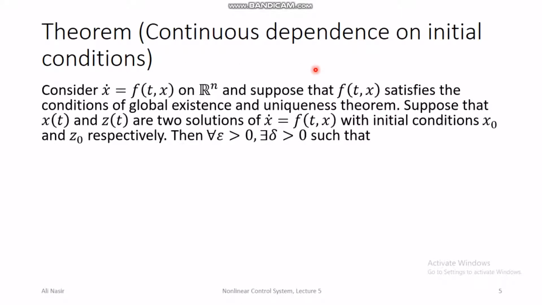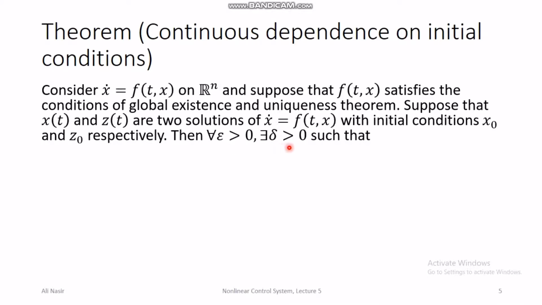So continuous dependence on initial condition, there is a theorem regarding that. Consider x dot equal f of t comma x of t on Rn, and suppose that f of t comma x of t satisfies the condition of global existence and uniqueness theorem. Suppose that x of t and z of t are two solutions of the same differential equation with two different initial conditions, x naught and z naught.